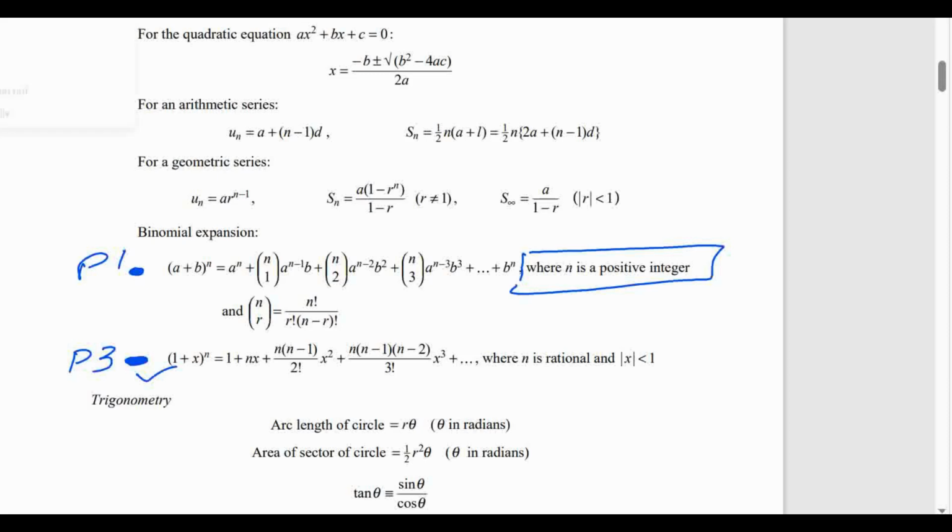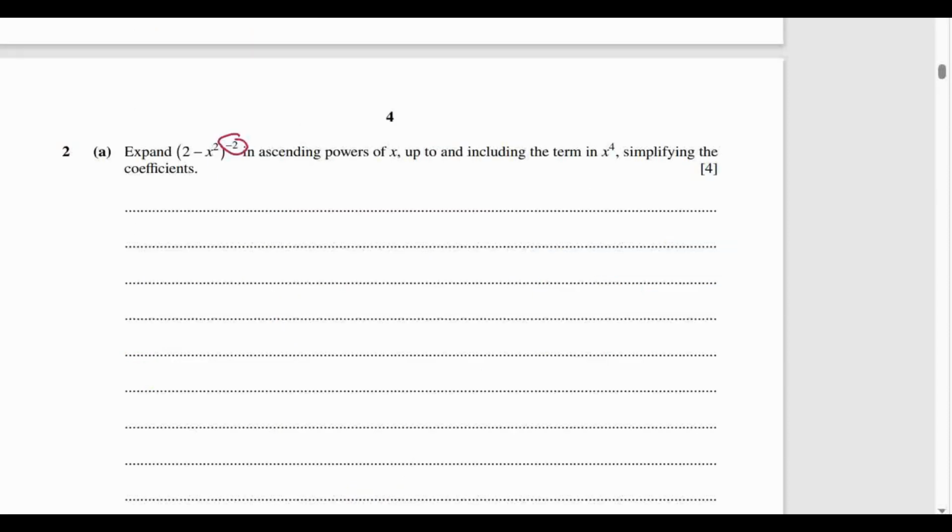So (a + x) whole power n. First of all, this is a very important point: here you should have 1. If there is no 1, you have to make it. So we have to make this 2 into 1. What we can do is take 2 as common. So this will be equal to 2 into (1 minus x power 2 divided by 2) whole power negative 2.